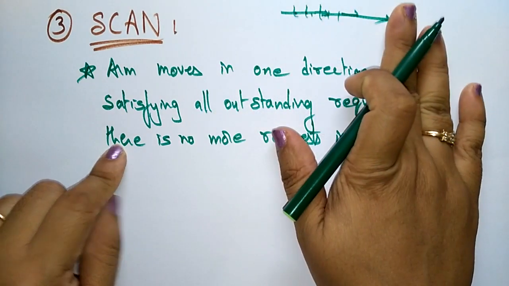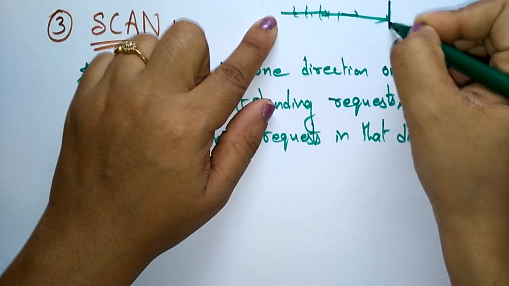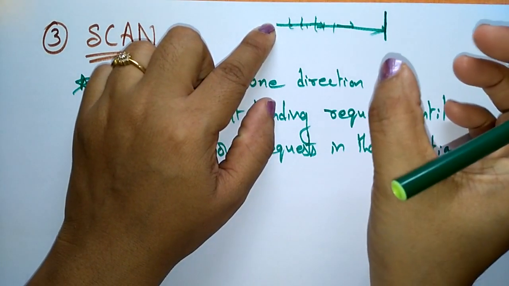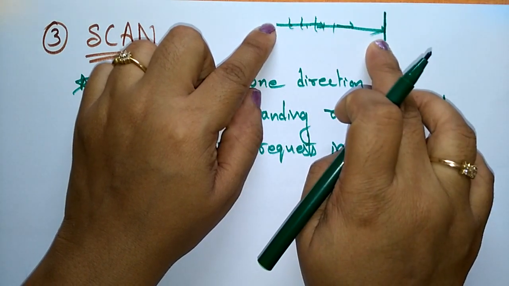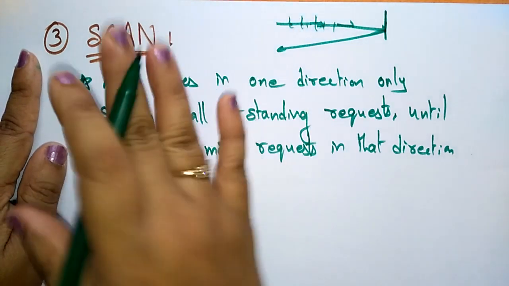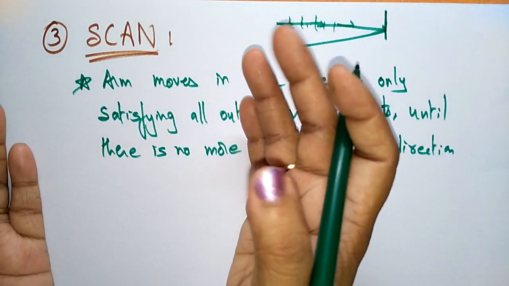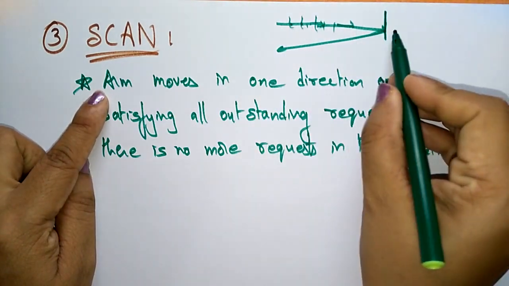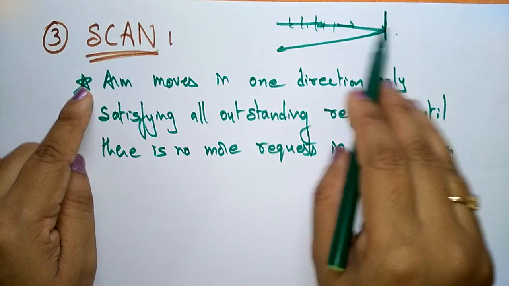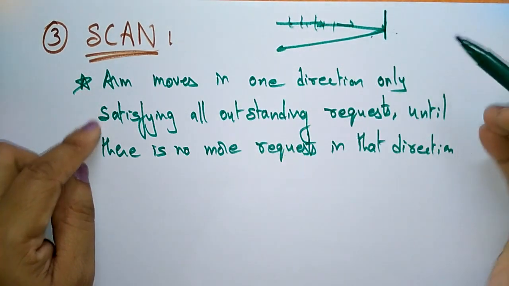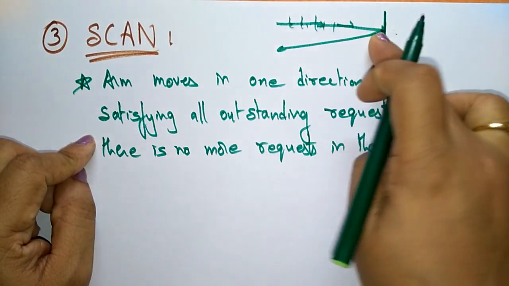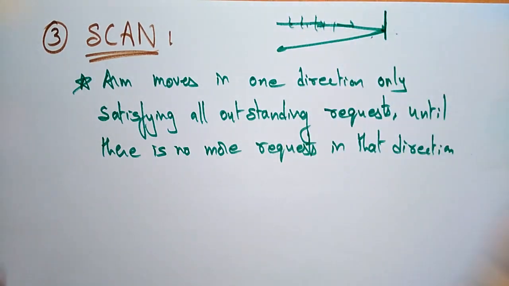If it is going in one direction, it has to reach the end of the track, the end of the disk. The disk contains a number of tracks. Until the end of the track it has to move and come back to serve the remaining requests, if there are any pending. So the arm moves in one direction, either this direction or this direction, satisfying all outstanding requests until there is no more request in that direction.